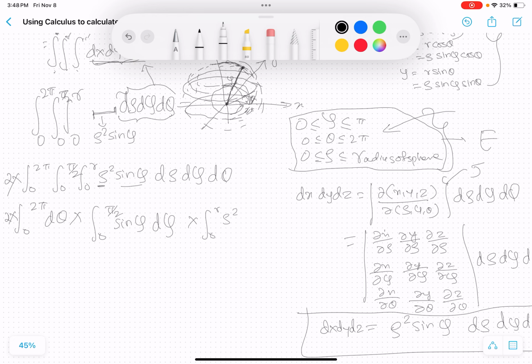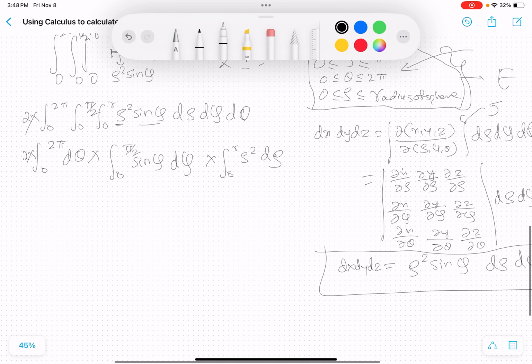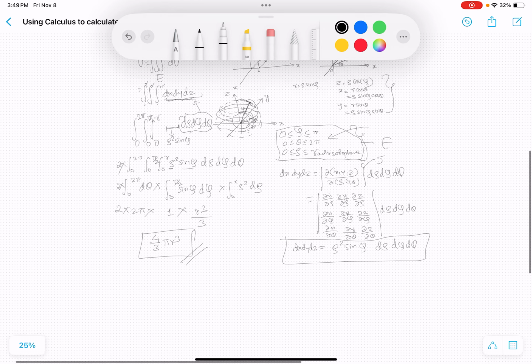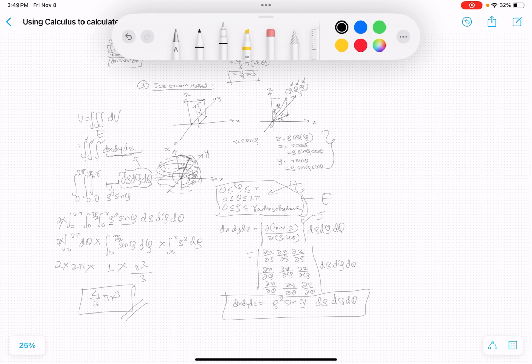Now this is 2 times 2 pi. Now this will just be minus cos phi from 0 to pi by 2, so that's just 1, and this is just rho cube by 3, so r cube by 3, and we get the beloved formula 4 by 3 pi r cube, and that's our achievement after this long struggle. 4 by 3 pi r cube. Okay, so we got this one too, right? Phew, we went from the very beginning to the conclusion of the formula.